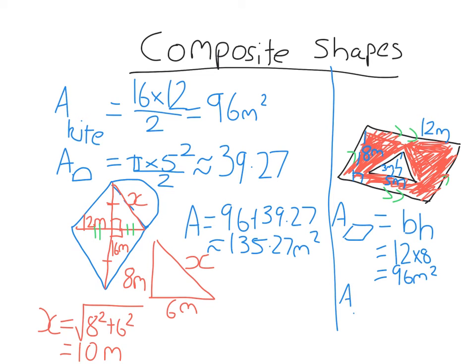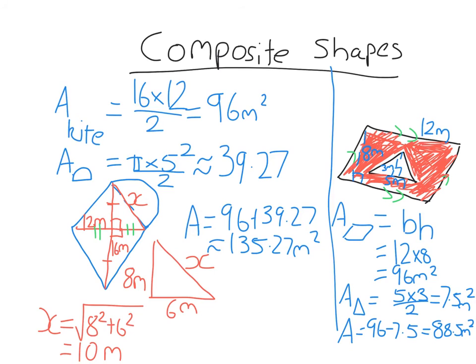For the area of the triangle, you multiply the base by the perpendicular height but divide by 2. So the area of the triangle is the same formula as the area of the parallelogram, except you divide by 2. People, for whatever reason, always forget to divide by 2 when finding the area of a triangle. So 5 times 3 divided by 2 is just 7.5 meters squared. So the total area is just the parallelogram minus the area of the triangle, and that leaves you with 88.5 meters squared, and we're done.